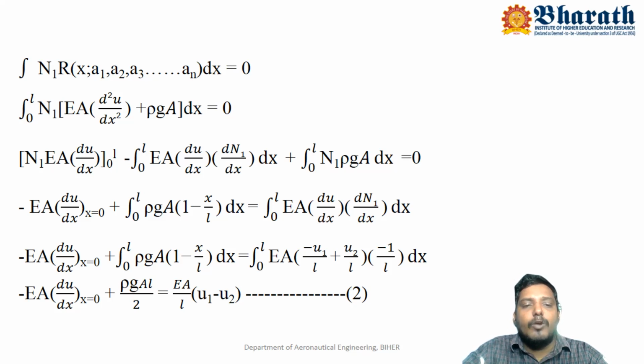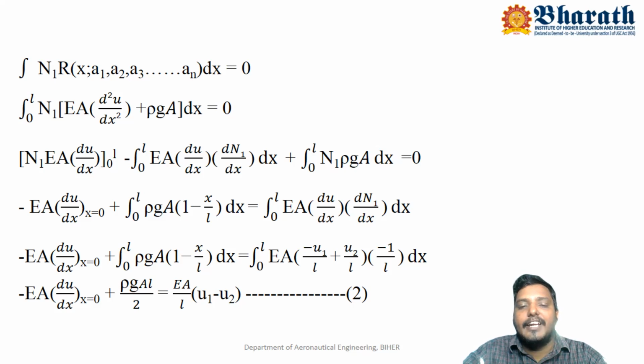If it is N1 EA du by dx when x equal to 0, that indicates nodal location 1. At this location, the shape function N1 value is unity. That's why we will get minus EA du by dx when x equal to 0. The same way, N1 EA du by dx when x equal to L, the N1 value becomes 0. That's why we left that term. Then plus integral 0 to L rho g A into (1 minus x by L) dx equals this; the minus term come to that side, we will get positive.